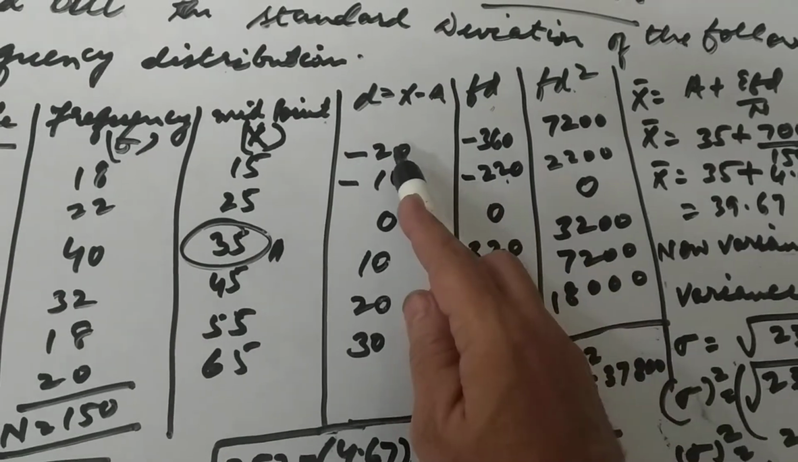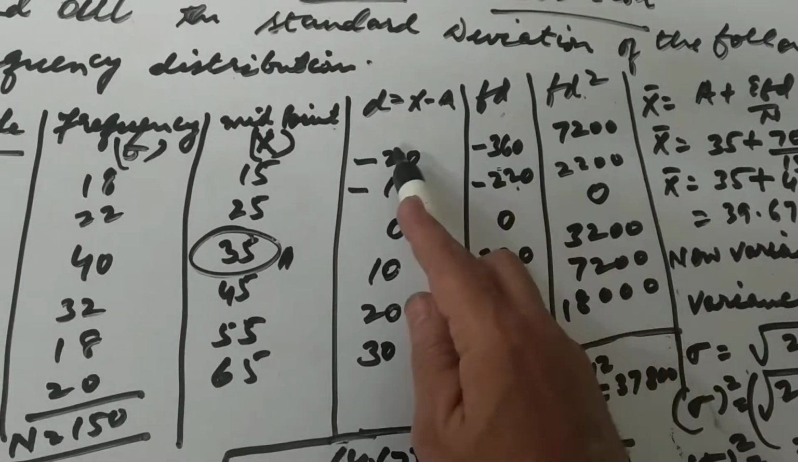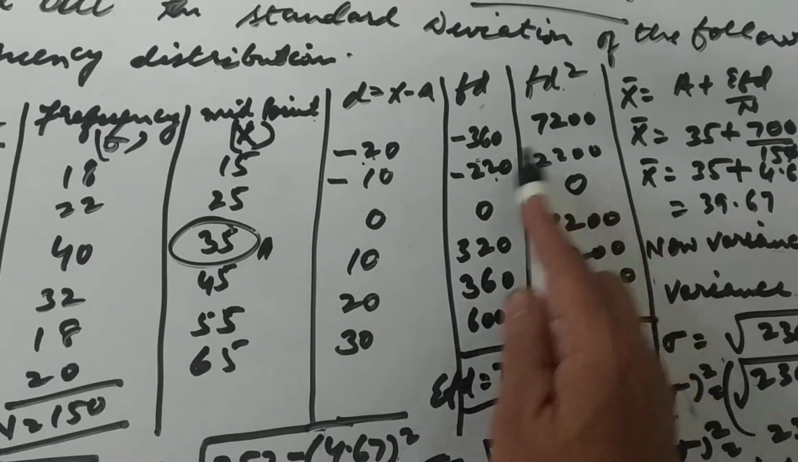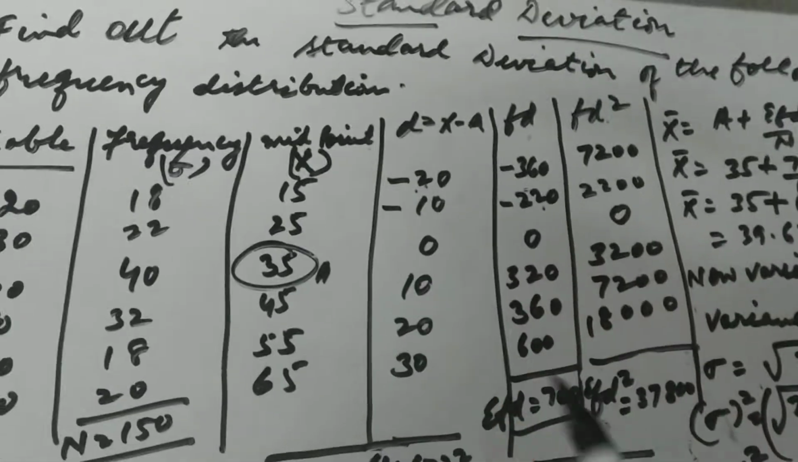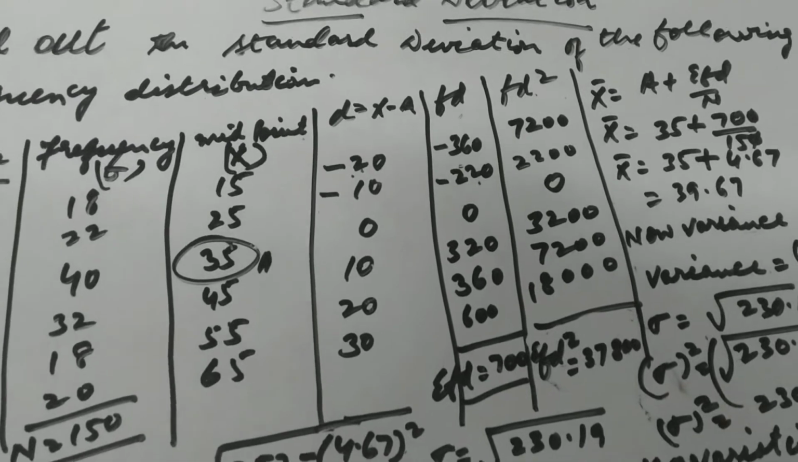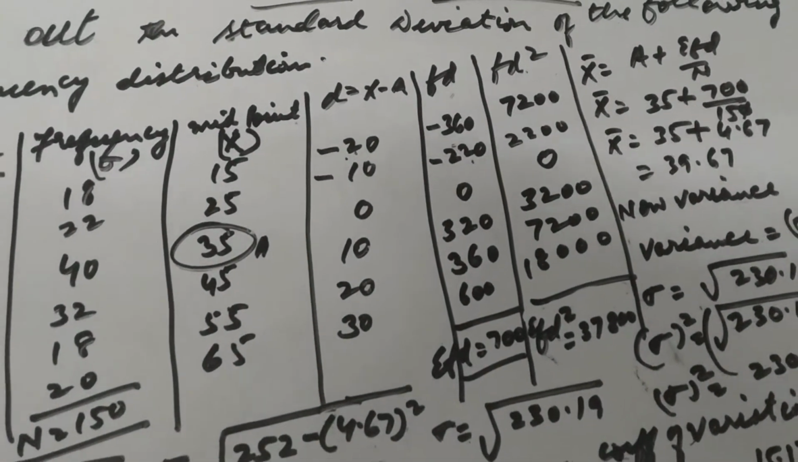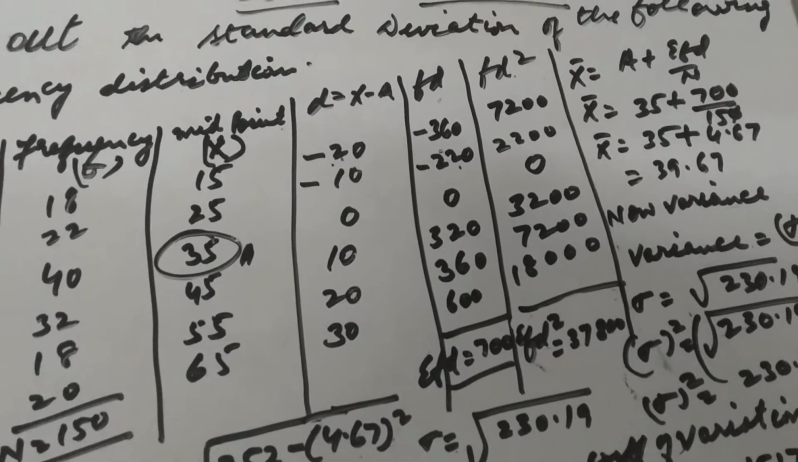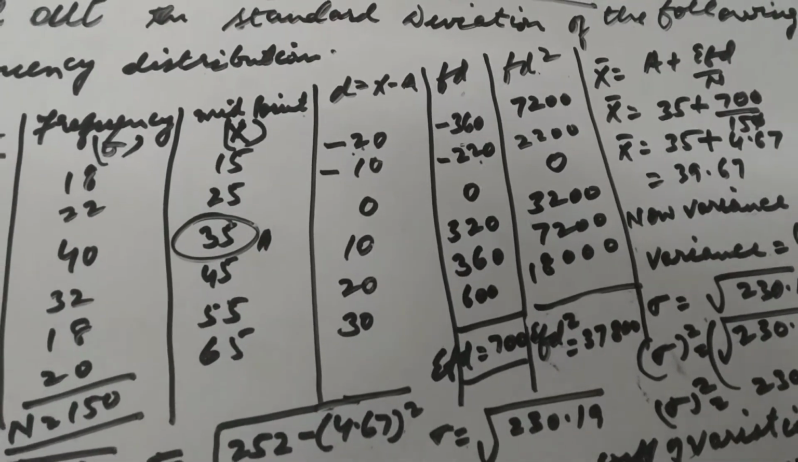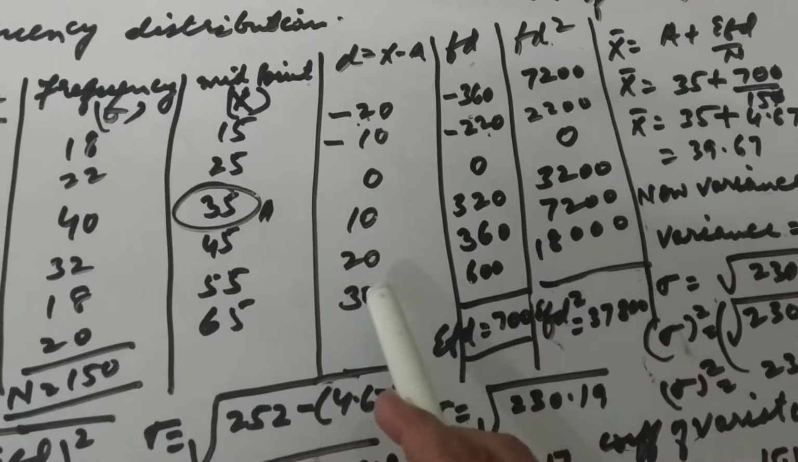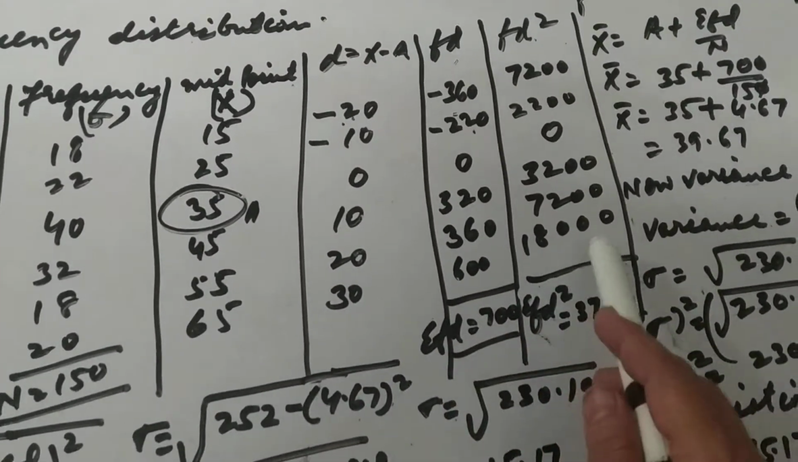Minus 360, so you need to have FD square, so FD into D, so minus 360 into minus 20, 7,200. 10 into 220 gives you 2,200, then 0 into 0 gives you 0, then 10 into 320 gives you 3,200, 20 into 360, 7,200, 30 into 600 gives you 18,000.